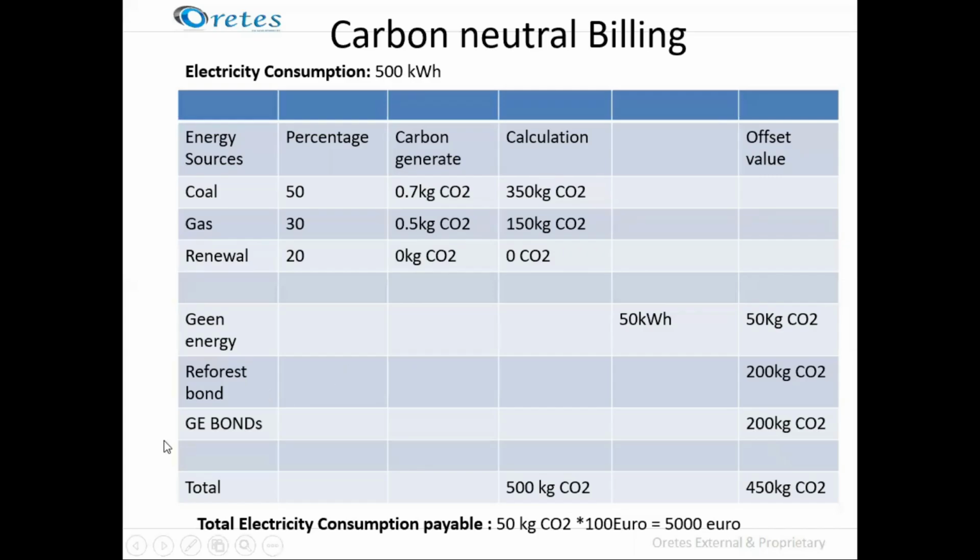General renewable energy bonds, green energy bonds. You bought some green energy bonds of 200 kg. Okay, so that's how you got 450 kg CO2 offset. So 500 kg minus 450 kg, 50 kg CO2 is there. That you have to pay 100 euro per kg. So 5,000 euro. That means how much energy you are using is not important. How much you are impacting the atmosphere, the environment, that is what matters. So the bills will be carbon neutral billing. Okay, so that would be the future.